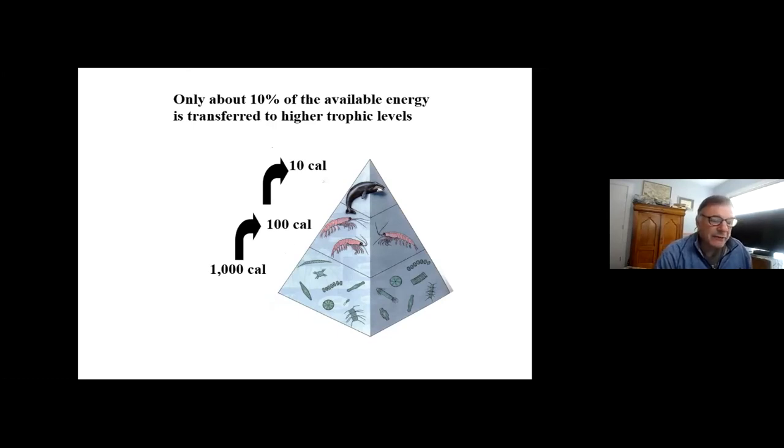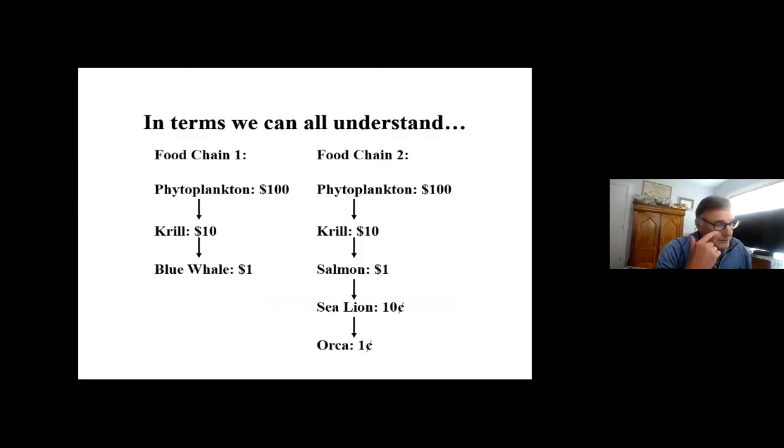And you can see the ramifications of that if you have long food chains. So let's put it in economic terms. If you start with $100 of phytoplankton, that's enough to make $10 worth of krill, which is going to make you $1 worth of blue whale. But now take that same phytoplankton and it gets eaten by a krill, $10 of krill get eaten by a salmon. You make $1 worth of salmon. The salmon gets eaten by a sea lion. It's enough to make 10 cents of sea lion. And the orca eats the sea lion, there's 1 cent.